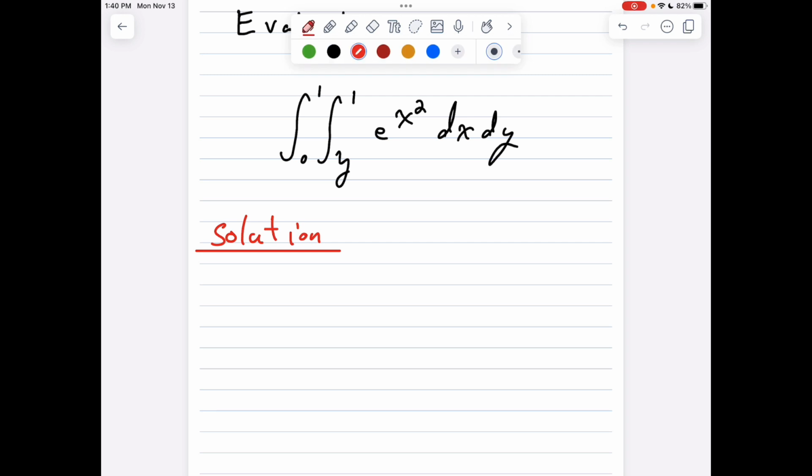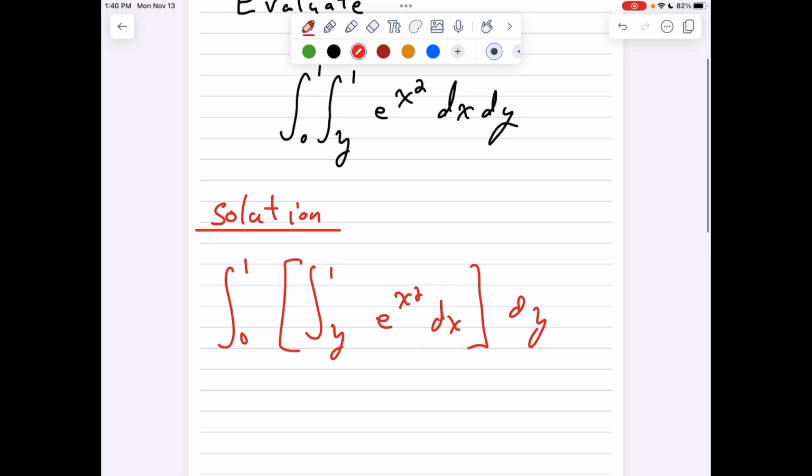So I'd like to, first of all, try finding what the integral of y to 1 of e to the x squared dx is. And then from there, integrating from 0 to 1 of whatever that expression is with dy. Well, the problem is this. I do not know what the antiderivative is of e to the x squared.